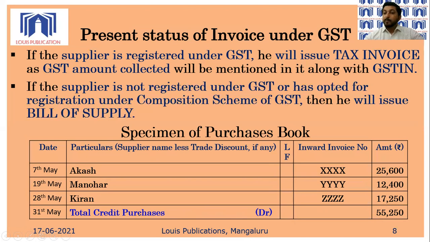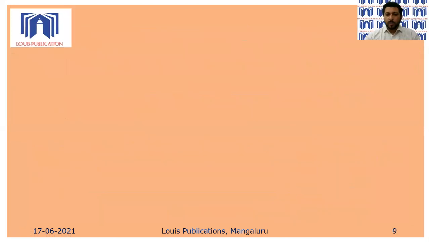55,250, will be debited to purchases account in the ledger book, debited as to sundries account, 55,250. So whatever you get as the total of the purchases book will be debited as to sundries account in the purchases account in the ledger book. Remember this. So this is about the purchases book.